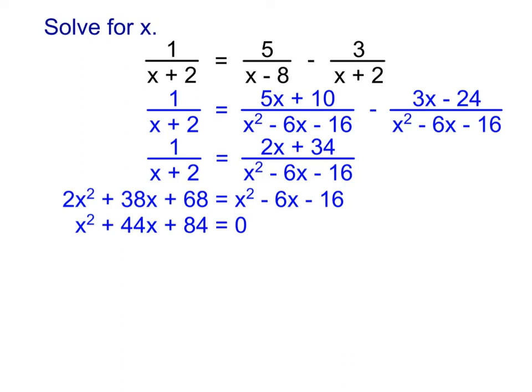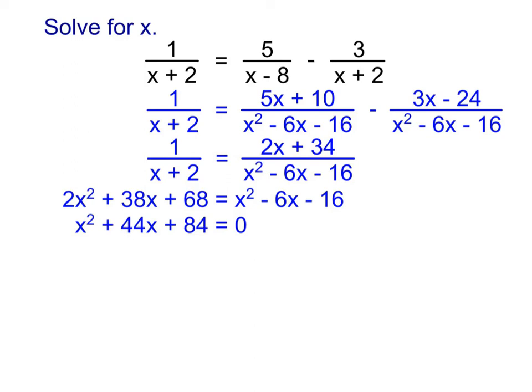Now, hopefully I can factor it. If I can't factor it, I will use the quadratic formula, but I'm hoping I can factor it first, because that's going to be a lot easier. In this case, I would have to find two numbers that add to 44 and multiply to 84. Is there such a pair? Yes, there is. Yes, that is factorable.